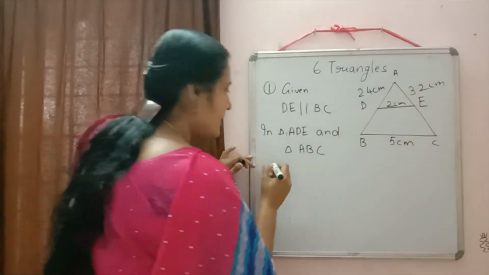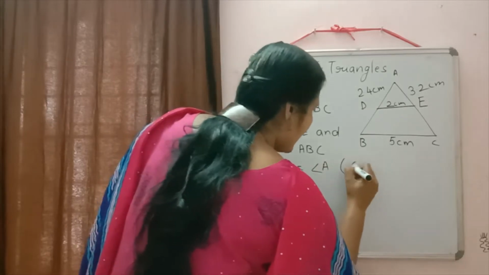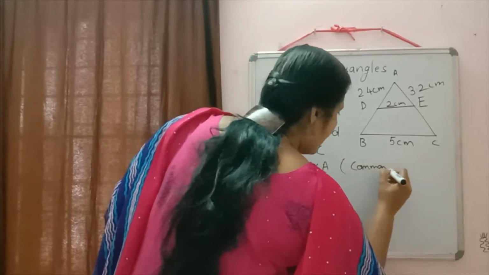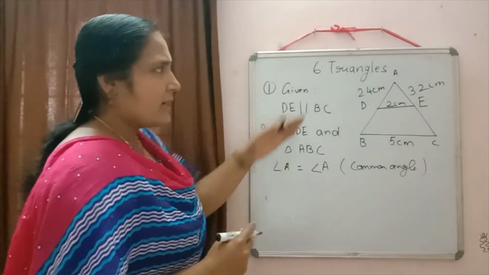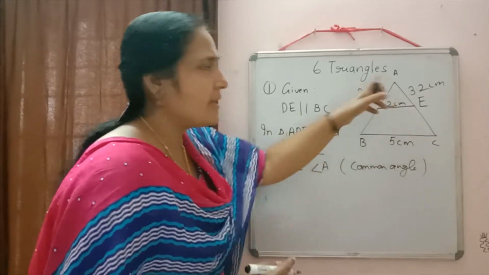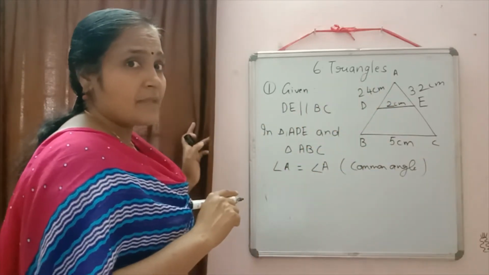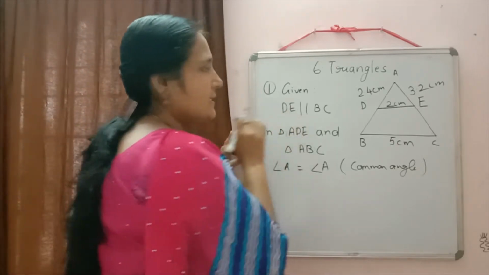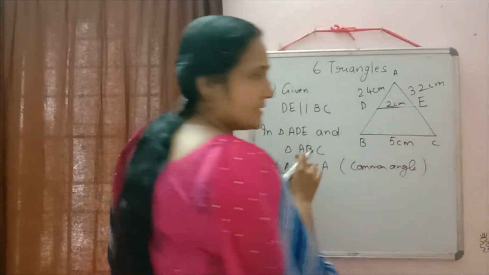So what we will write there? First one will come, angle A is equal to angle A. Reason we can write there, common angle. Both the angles are equal because angle A is there in triangle ADE also and in triangle ABC also. Then one more equal angle we need. For that, this condition is given, DE parallel to BC.